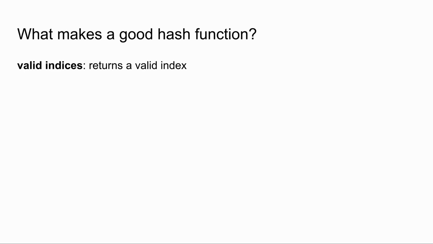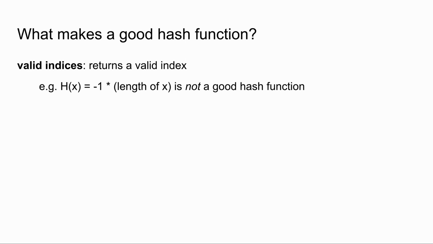Valid indices. A hash function must return a valid index, or else there's no way to insert into the hash table. This is why we modulo by the size of the hash table, to ensure that the range of our hash values matches the range of possible indices. So, a hash function that returns -1 times the length of the key is not a good hash function, because our array can't have negative indices. Similarly, a hash function that returns a decimal is also not a good hash function, because the array indices must be integers.